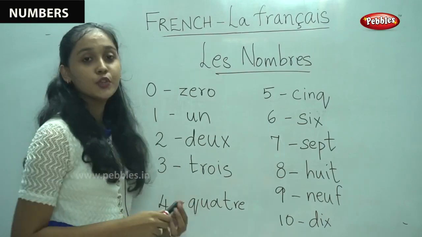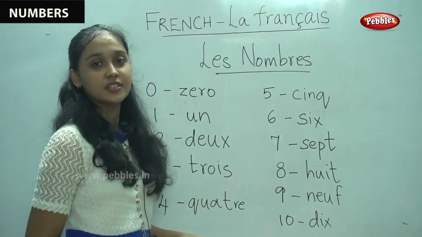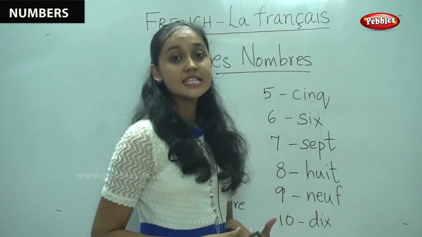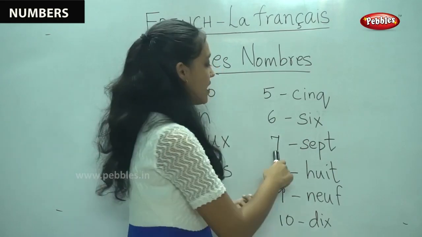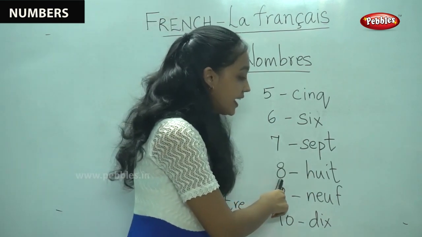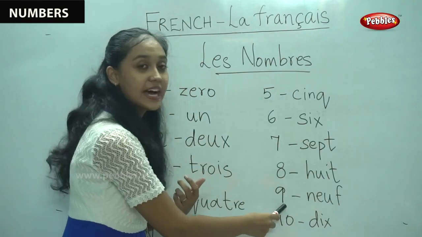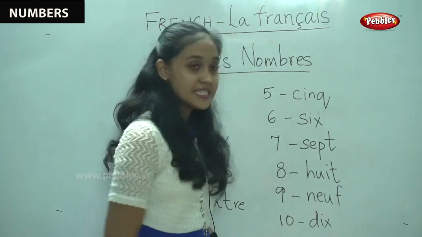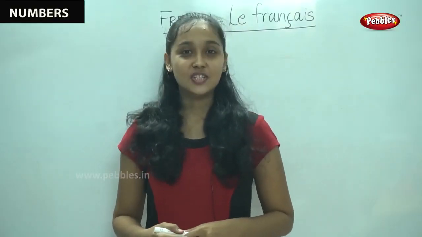Number three is trois. I repeat, trois. Number four is quatre. Number five is cinq. Six. Number seven is sept. Number eight is huit. Look properly, huit. Number nine is neuf. And number 10 is dix. Now, shall we learn numbers from 11 to 20?